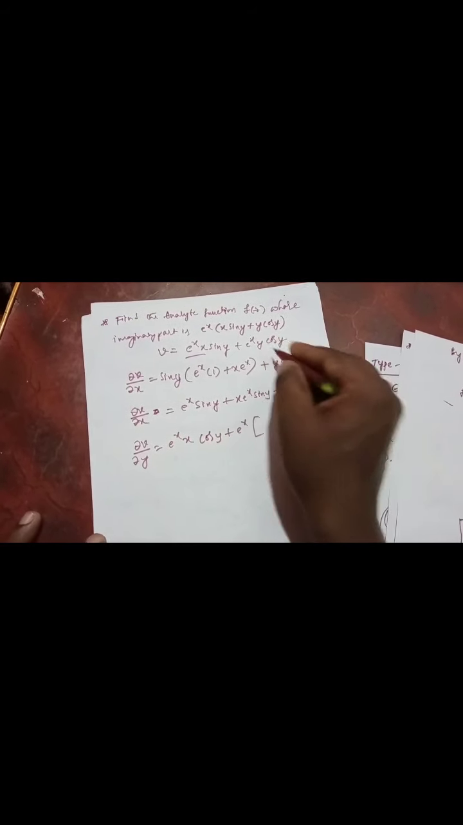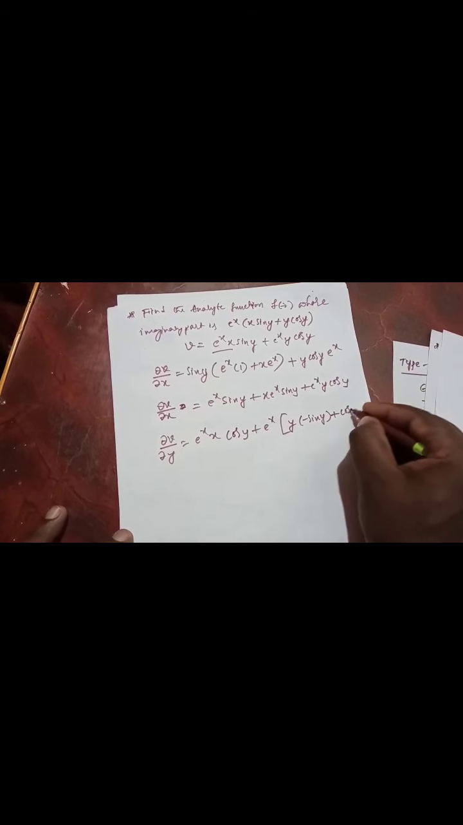So next, what is our dou v by dou y? Here v is there. e power x into x is constant. Sin y differentiation is cos y. Here write e power x constant. Here also we have to apply product rule. Write y as it is. Cos y differentiation is minus sin y, plus write cos y as it is. Differentiation of y is 1.